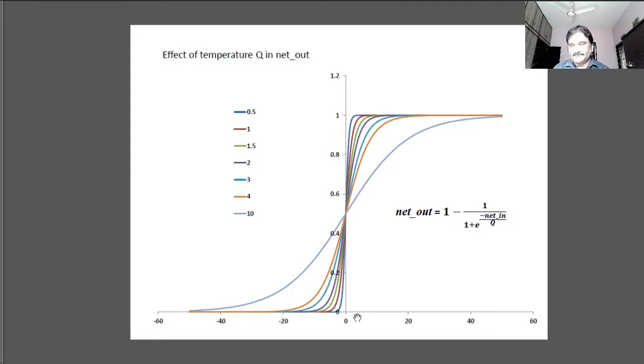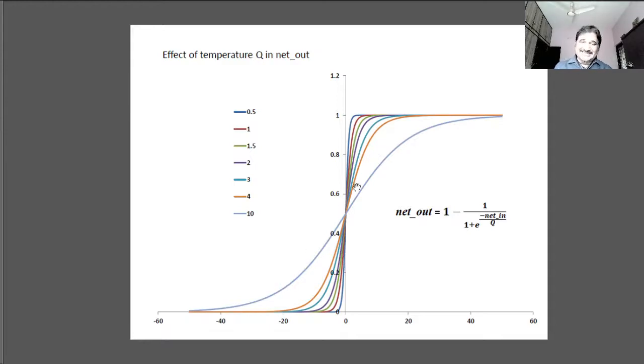As I go on increasing Q, the span of sensitivity goes on increasing. Like you are seeing here, I have made Q 1. So this is the second curve. Q I have made 1.5. This is the third curve. Then 2. Then 3. Then 4. And then I have made it directly 10. This Q, which is called temperature, I have made it 10.